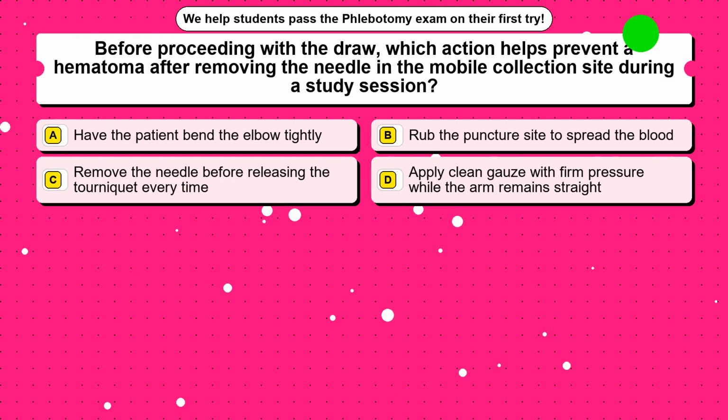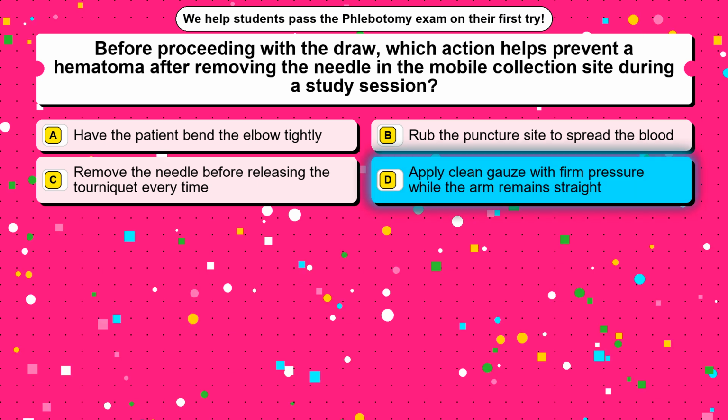Question 39. Before proceeding with the draw, which action helps prevent a hematoma after removing the needle in the mobile collection site during a study session? Option A. Have the patient bend the elbow tightly. Option B. Rub the puncture site to spread the blood. Option C. Remove the needle before releasing the tourniquet every time. Option D. Apply clean gauze with firm pressure while the arm remains straight.